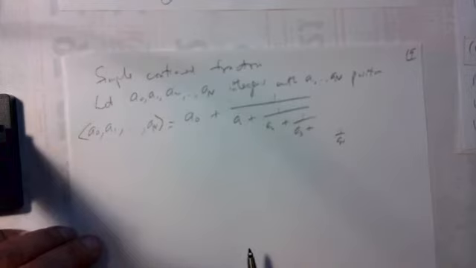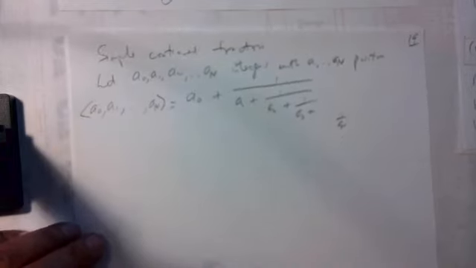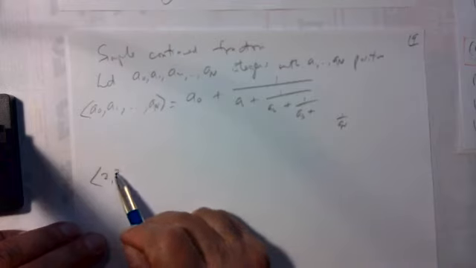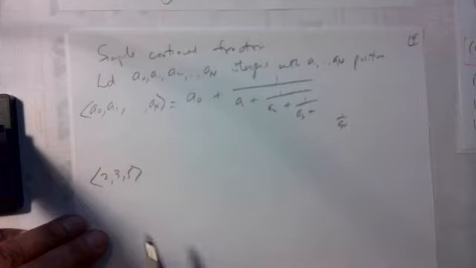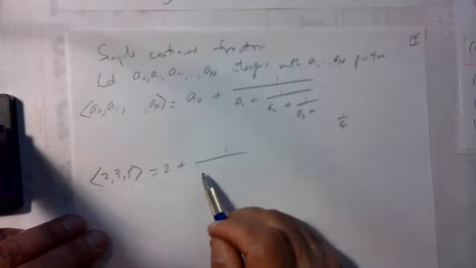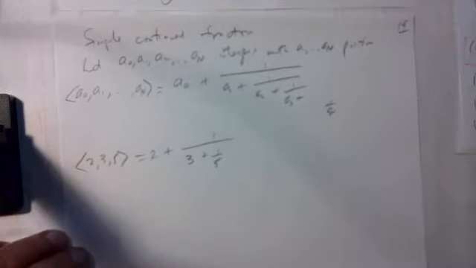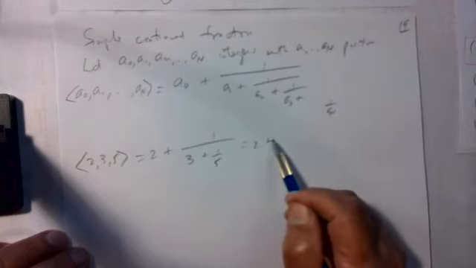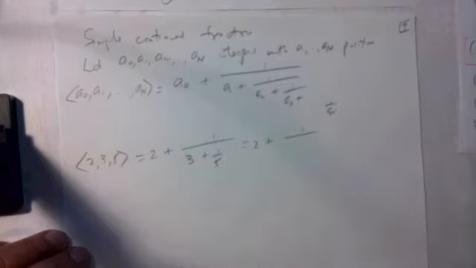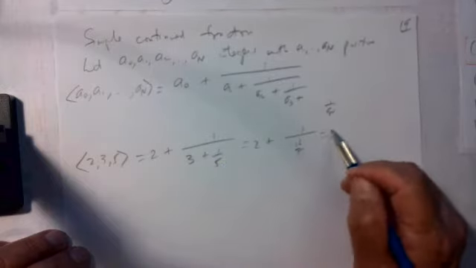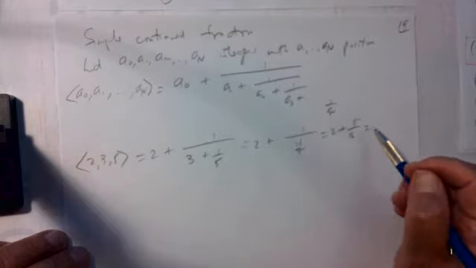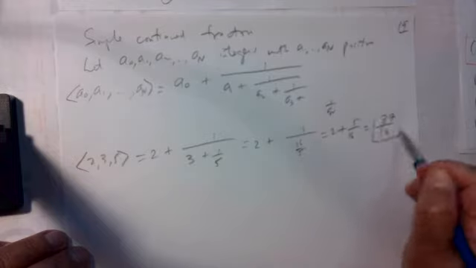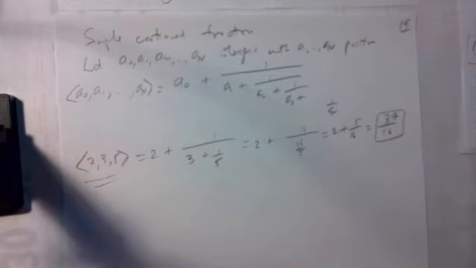So let's look at an example. Suppose I take 2, 3, 5. What is the simple continued fraction? It's 2 plus 1 over 3 plus 1 over 5. Right? That's it. What is this number? This is 2 plus 1 over 3 plus 1 over 5 is 16 over 5, which is 2 plus 5 over 16, which is 37 over 16. So this simple continued fraction, if I did my arithmetic correctly, is 37 over 16.